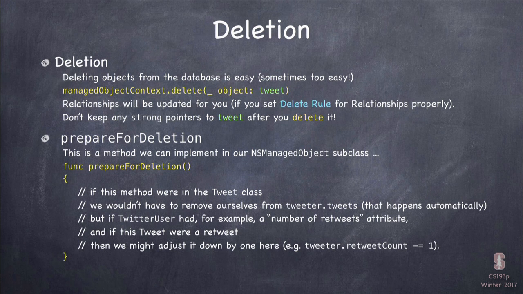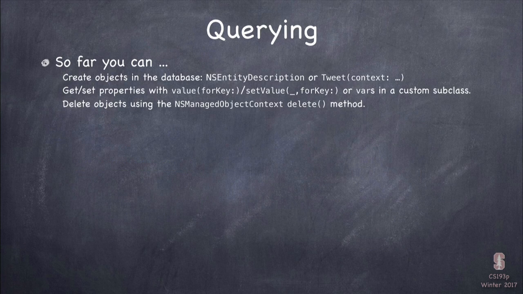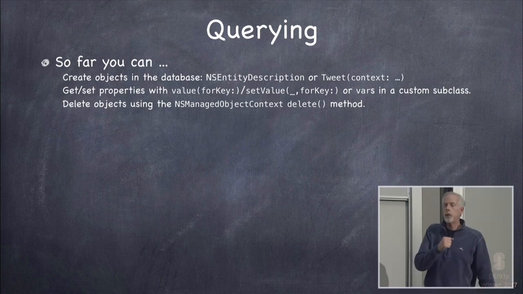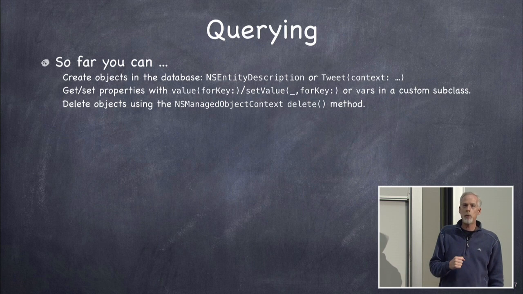And here's a perfect place to do it. So tweet, in its prepareForDeletion, saying, oh, I'm about to be deleted. I better tell my Twitter user, because I'm a retweet, that he needs to decrement his retweet count. So you see why you would use prepareForDeletion? It's a way to kind of update other things in the database as you're leaving the database. All right, so that's it for deletion. Next topic, querying. The most important piece of this whole database thing. It's really a waste of time doing all this stuff if you're not going to query. Okay?